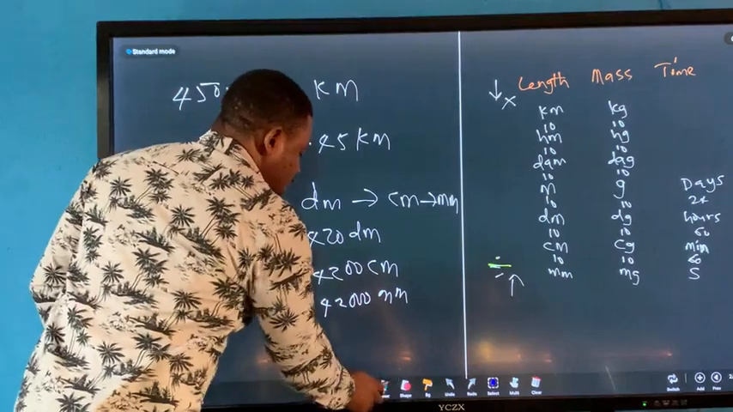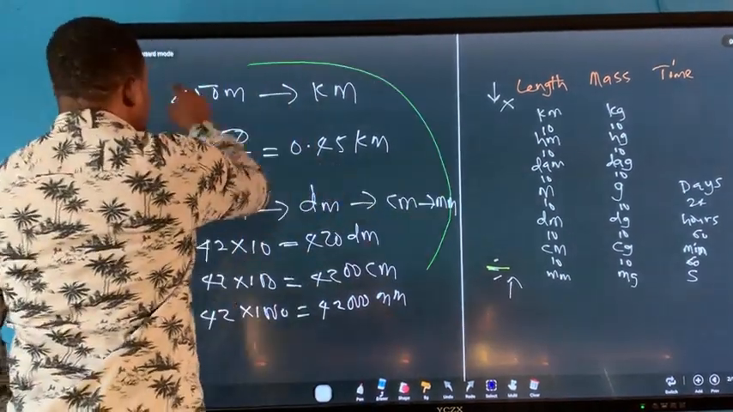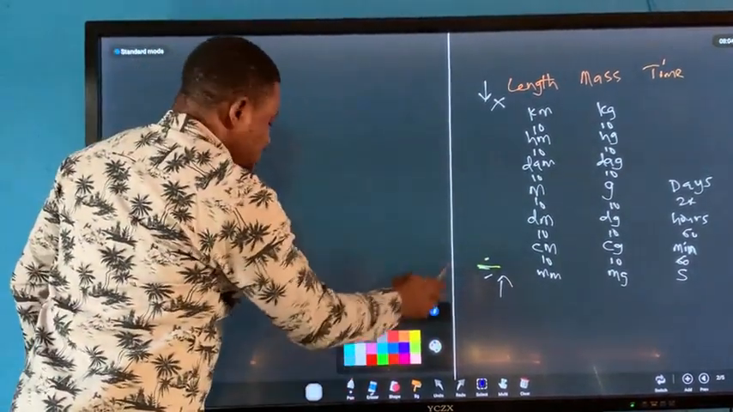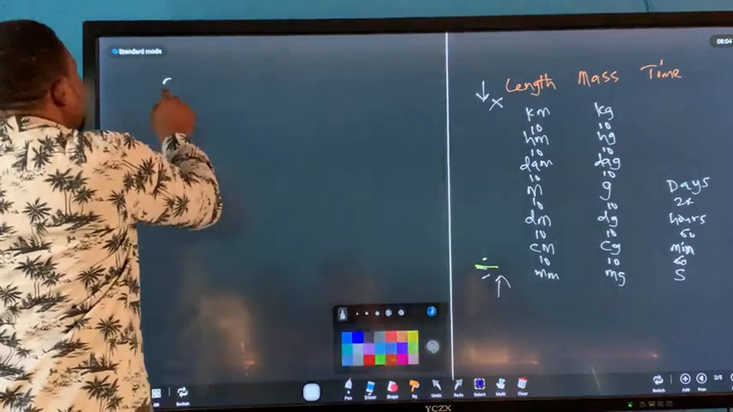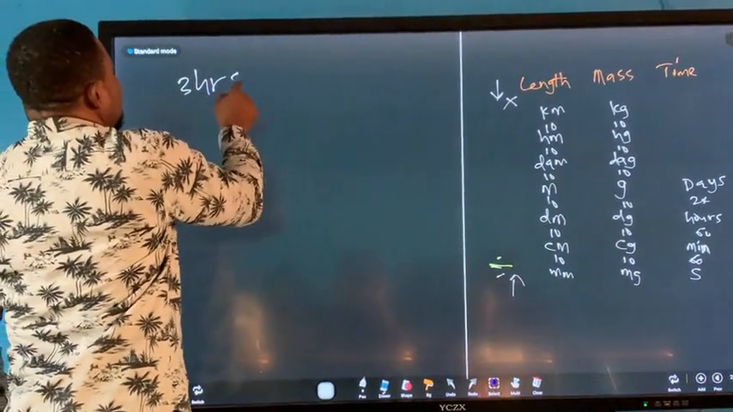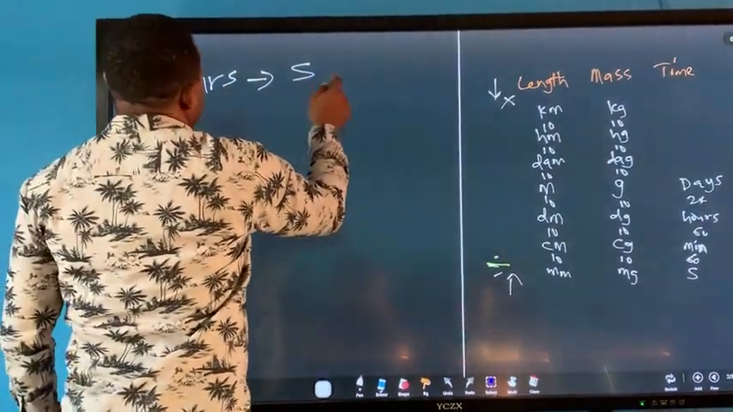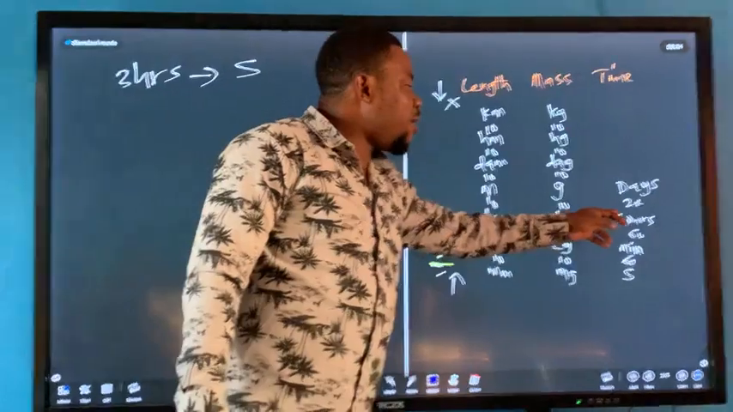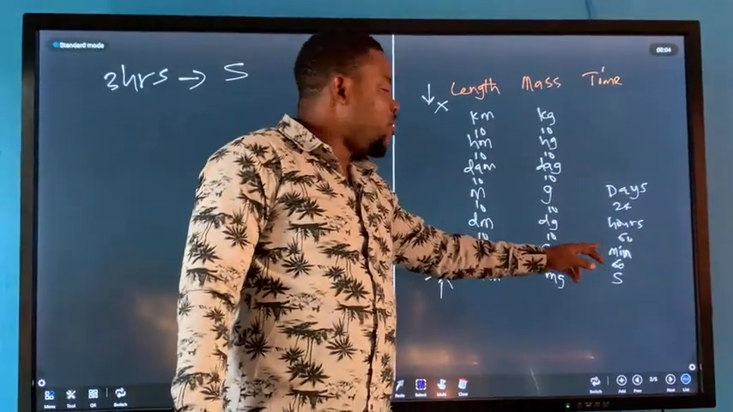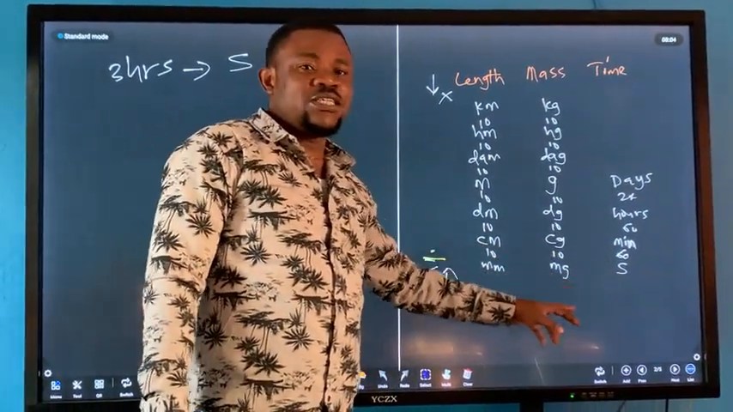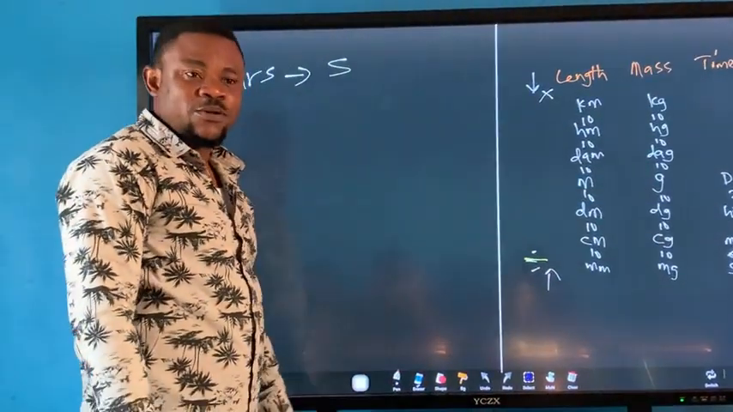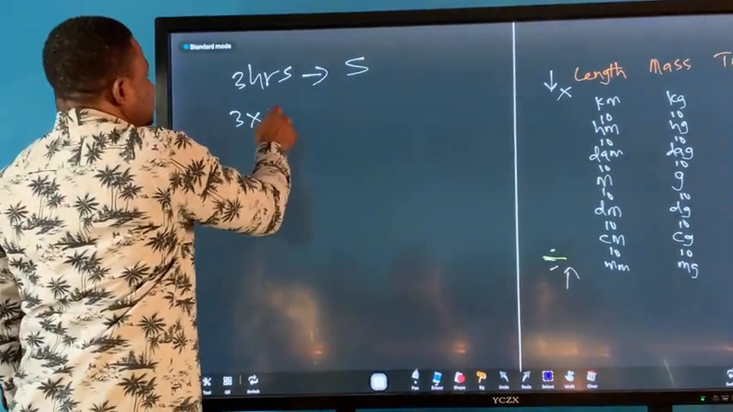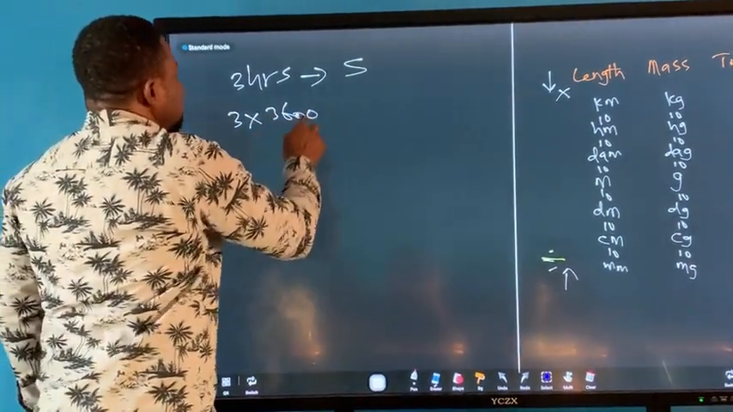For time it's different. For time, let's say I have 3 hours and I want to convert to seconds. So we start from hours to minutes, which is 60. From minutes to seconds is another 60. 60 times 60 is 3,600. So it's going to mean I'll have 3 times 3,600.